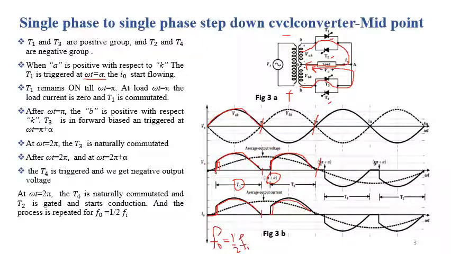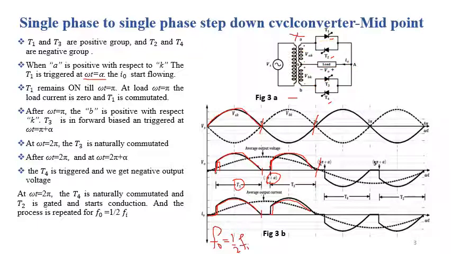So at omega t equal to 2 pi, the polarity at the input side again reverses its direction, and we are getting polarity like this, positive and negative. So at omega t equal to 2 pi, the SCR T3 is line commutated, and we trigger the SCR T4 at omega t equal to 2 pi plus alpha.